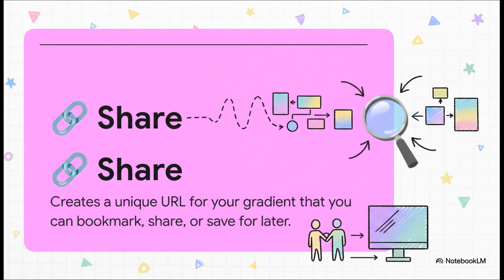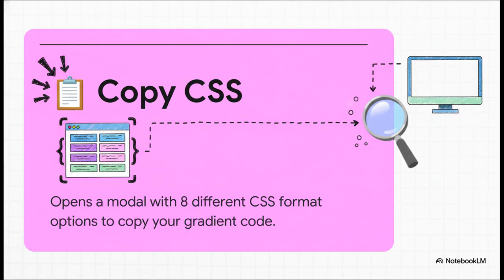Think about it. You create the perfect gradient, you click Share, and you send that one link to your team or your client. They see exactly what you see. No more sending screenshots or lists of hex codes back and forth. It's a game changer. And for all you developers out there, the Copy CSS button is your new best friend.